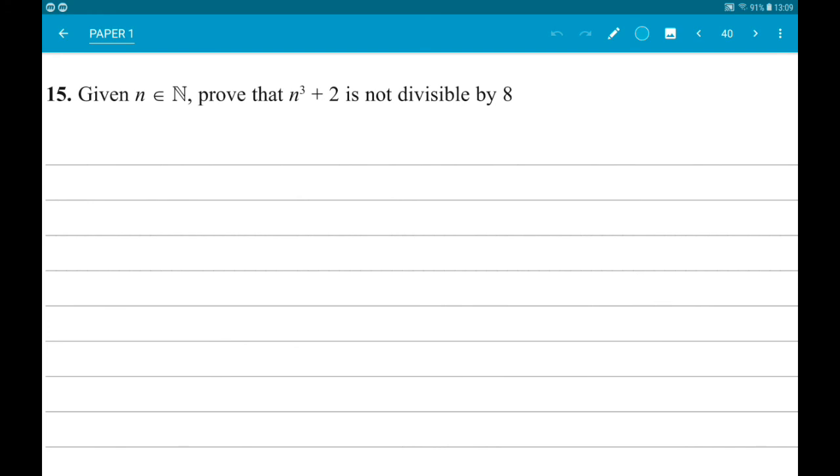And number 15, given that n is in the naturals, so 1, 2, 3, 4, etc., prove that n cubed add 2 is not divisible by 8. Okay, so we need to test every natural number. Luckily, we can think of them as two types, odd and even. So, the first thing I'm going to do is say let k be an integer and k be greater than or equal to 0.